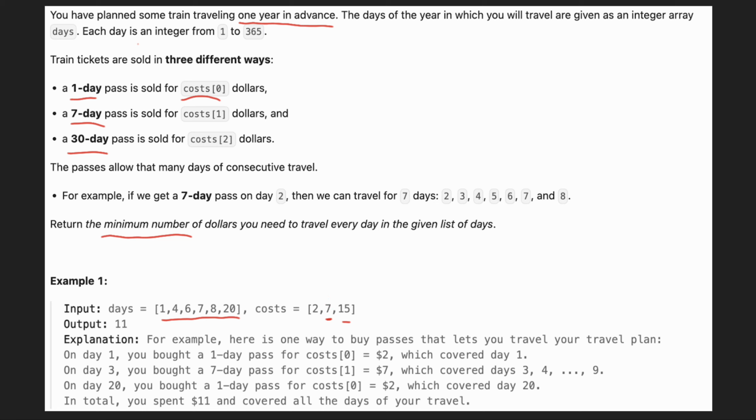So for example, let's take this case. For the first day, we can pay $2 for a 1 day pass. For the next days, we can pay $7 because it will cover all of them: the 4th, 6th, 7th, and 8th. And for the last day, we can pay $2. And 2 plus 7 plus 2 gives us $11, which we are returning.